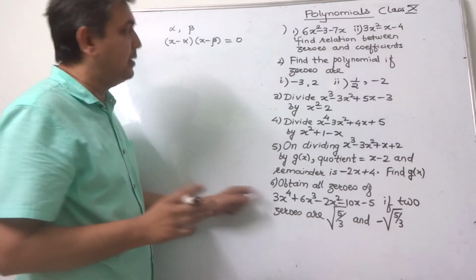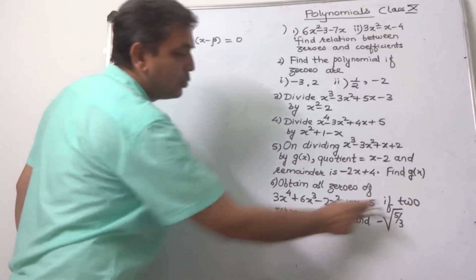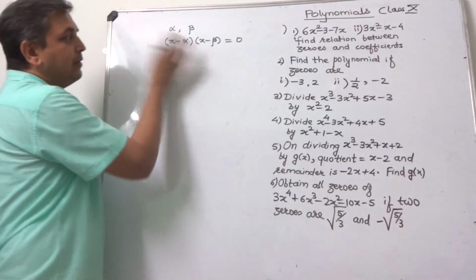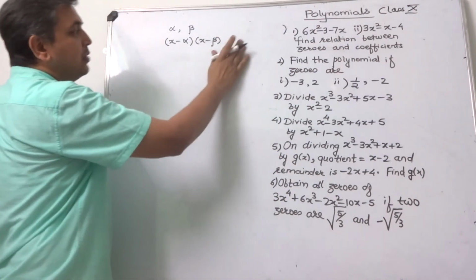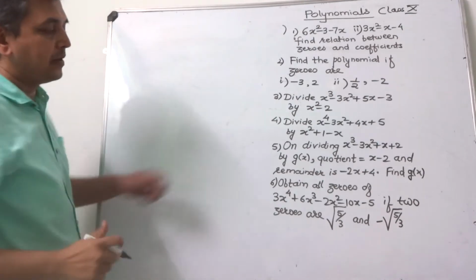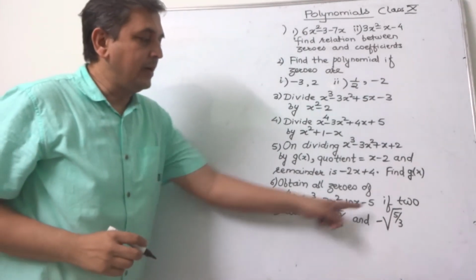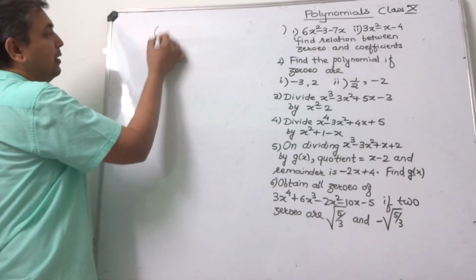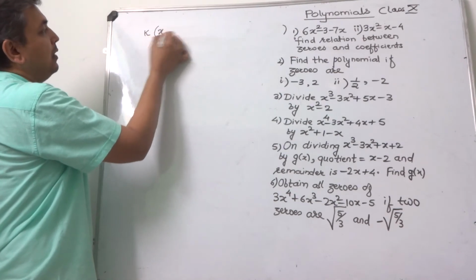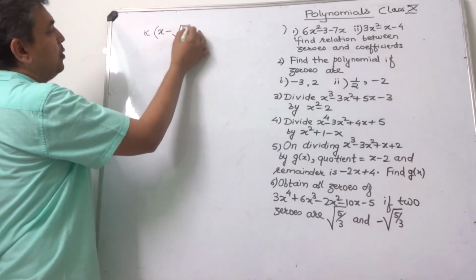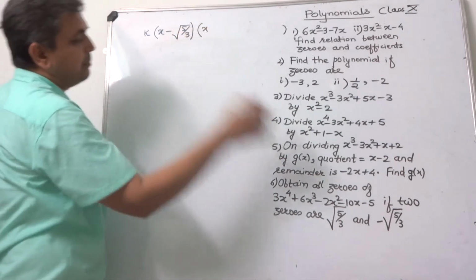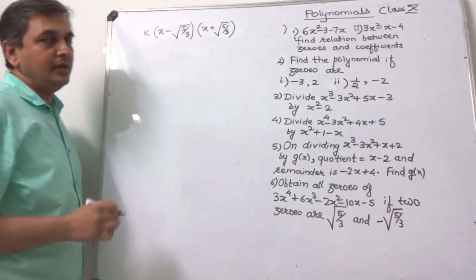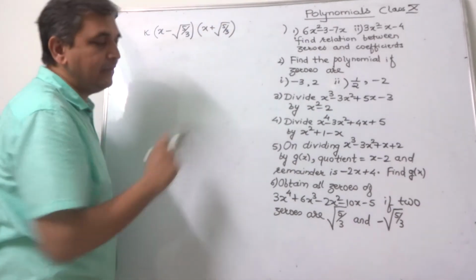So what we do is, we find this value from these two given roots first, and then we divide the given polynomial by whatever value we get here. So let us see what is the process. Root 5 by 3 and minus root 5 by 3 are the zeros. Therefore, k into x minus root 5 by 3 and x minus of minus, that is plus root 5 by 3, is also a factor of the given polynomial.